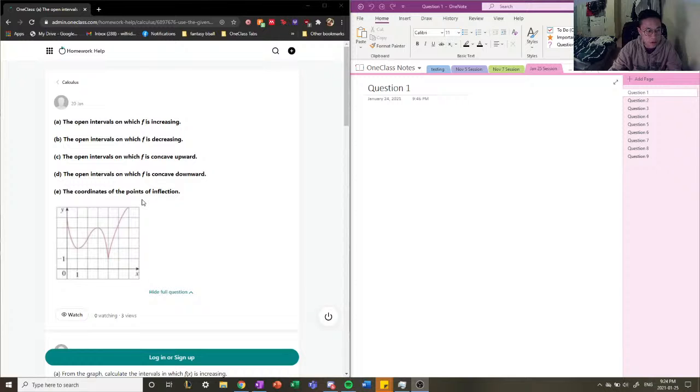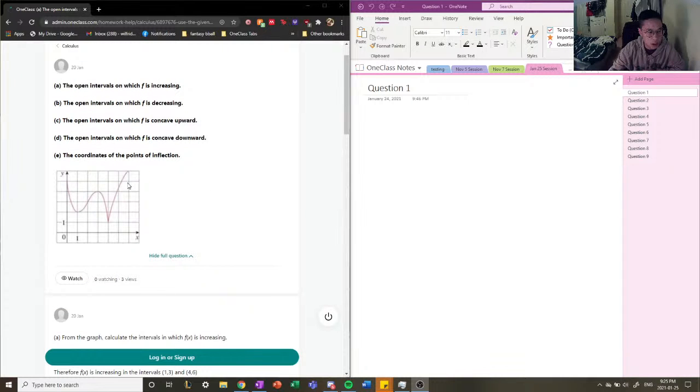Okay, so the first question, they don't really have a question that they're asking, but the question is very clear. Given this graph of a function, they didn't give us the equation of the function, they just gave us the graph. They want us to identify the open intervals on which the function is increasing, the function is decreasing, the function is concave upwards, and the function is concave downwards.